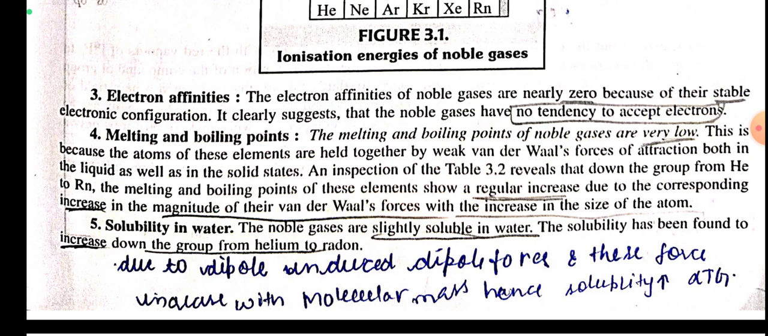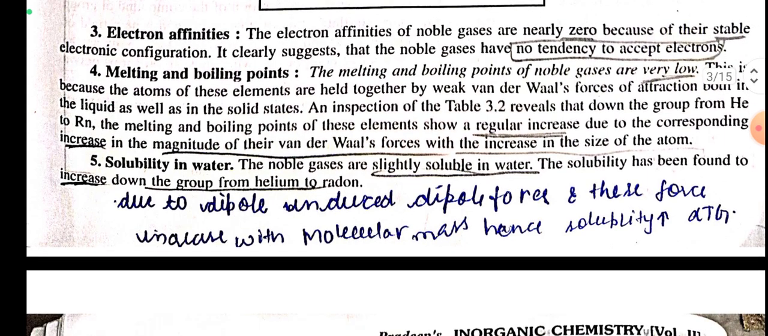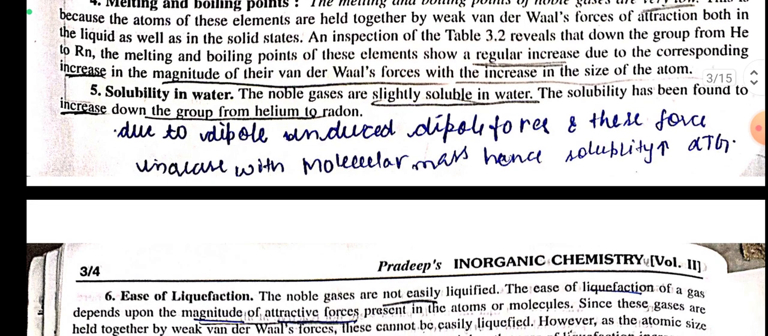Melting and boiling point. The melting and boiling points of noble gases are very low. This is because the atoms of these elements are held together by weak van der Waals forces of attraction both in liquid as well as in solid state. An inspection of the table reveals that down the group from helium to radon, the melting and boiling points of these elements show a regular increase due to the corresponding increase in the magnitude of their van der Waals forces with increase in size of atom.